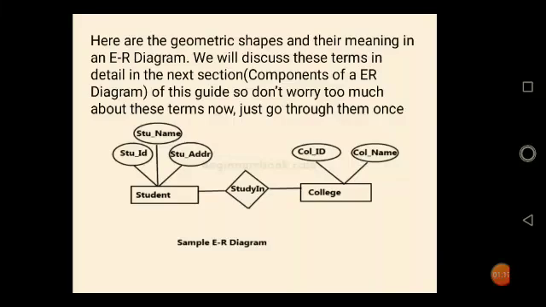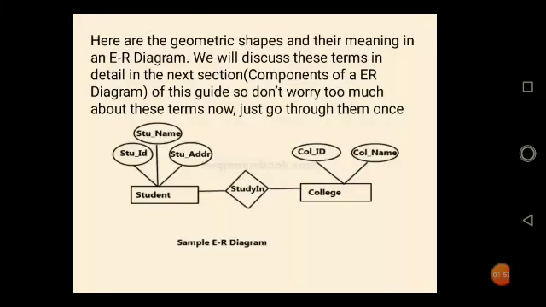Okay, what about the college? Take college as an example of an entity, because entities are represented within a rectangle. So take college as an entity, and what could be the attributes it holds? A college has a particular ID, name, and departments. So these are the attributes of a particular entity called college.